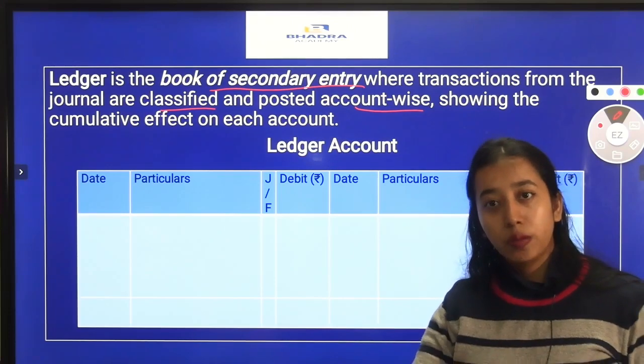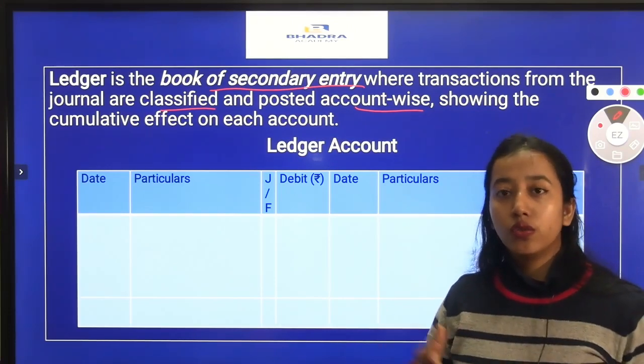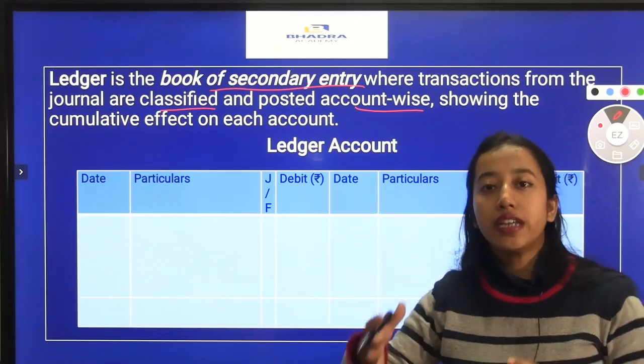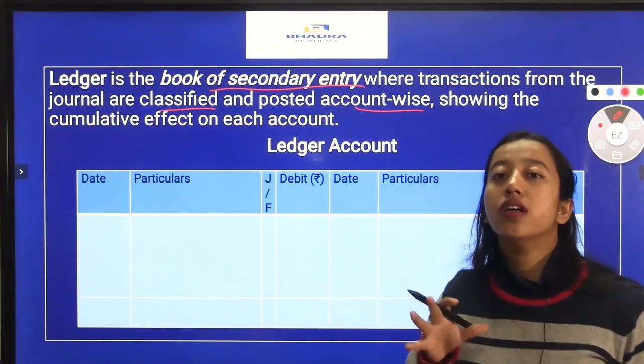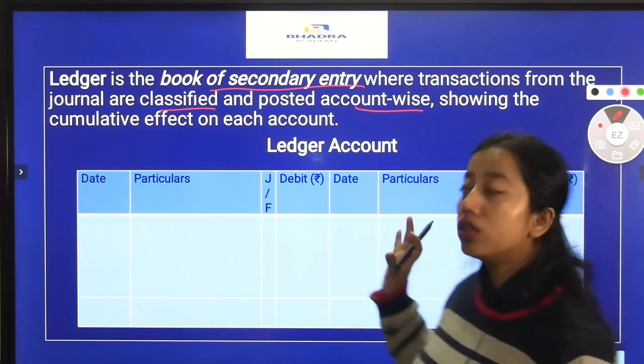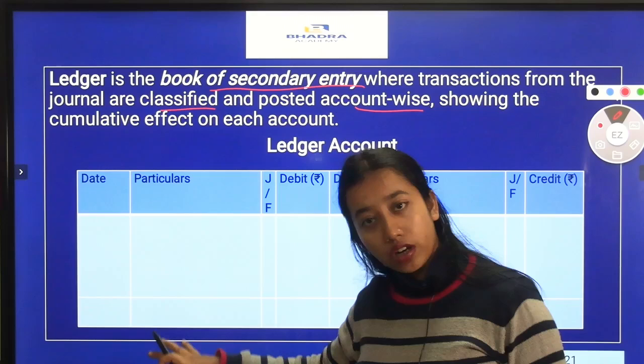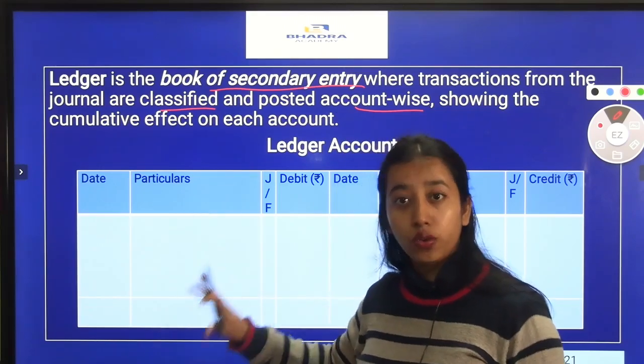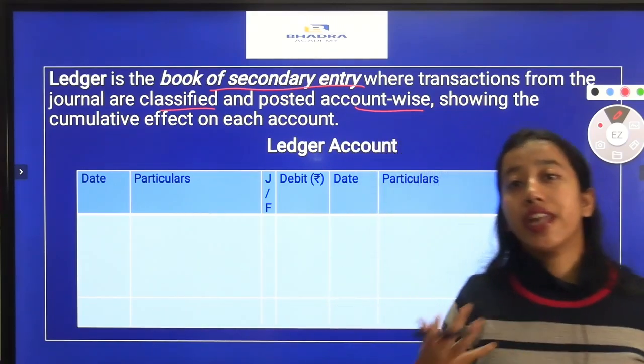The next day there will be a purchase of goods by the business. So where will we record that? How will we classify those purchases? We will create a purchase account and record or classify all those purchases in only one account. And from where do we take that information?